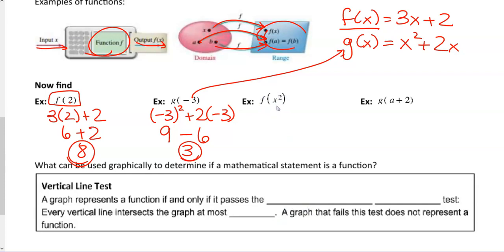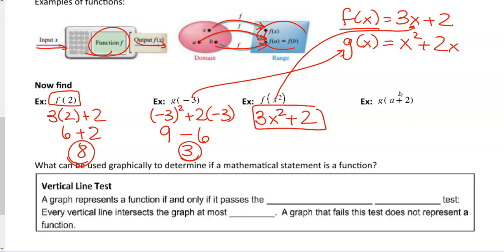So I'm going to go to the f function, and I'm going to place in x squared wherever I see an x. So that means I'm going to replace that right there, and that means that I have 3, take out the x, input an x squared, and then add 2. So this, I can't combine the 3x squared and 2, is the best that I can write that expression.